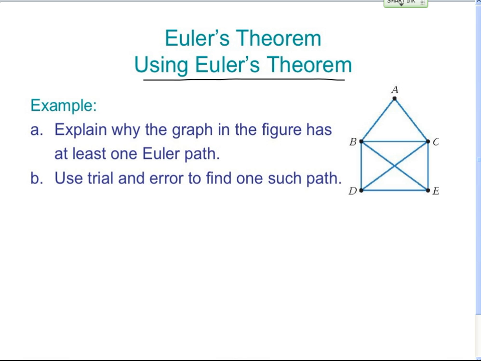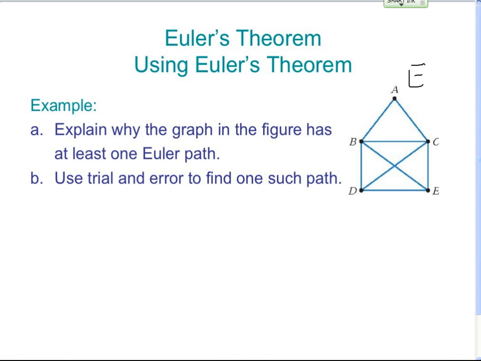Using Euler's theorem, explain why the graph has at least one Euler path. Well, first thing you have to do is check to see whether the vertices are odd or even. And remember, odd or even depends on the degree. And the degree has to do with how many edges go into a point. So A has this edge and this edge going to that vertex. So that's 2 edges going to vertex A. So 2 edges is an even number, so it's an even vertex.